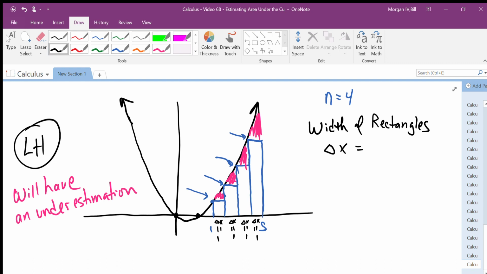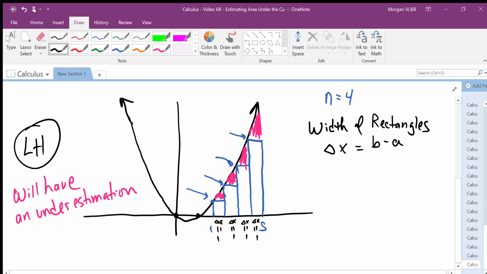What if I said from 1 to 7 with 4 rectangles? Or from 1 to 5 with 9 rectangles? You know, how do you calculate that? The way you in general calculate this is the width of each rectangle is b minus a. Now, what is b minus a?